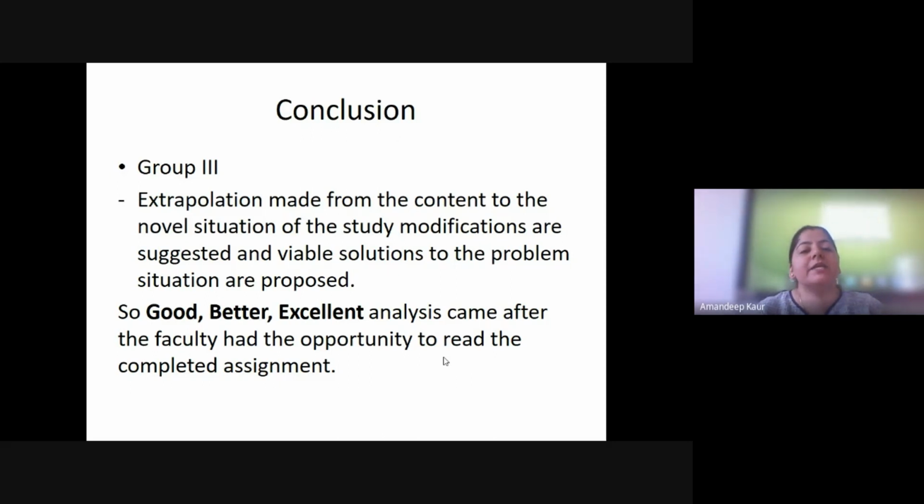So from this case study analysis, it is clear to me that there are three categories of learners in my class. Some are good, some are better, and some are excellent. It helped the faculty to identify that there is a variety of learners in our classes. So for good students, I need to shift them to the better category. To better, I need to shift them to the excellent category.